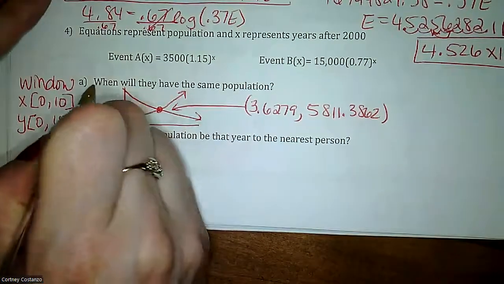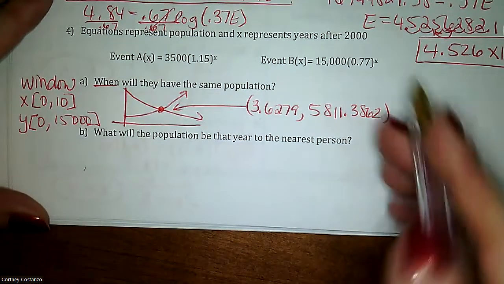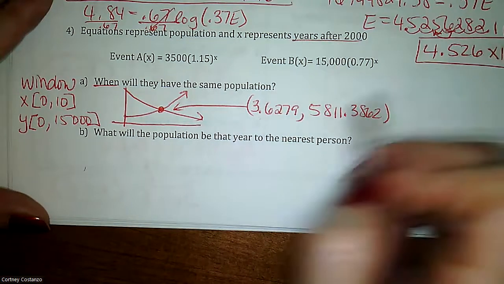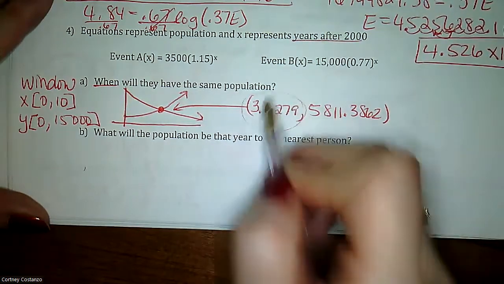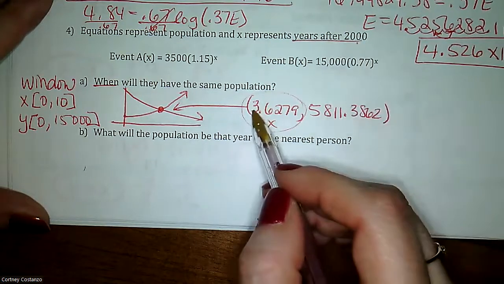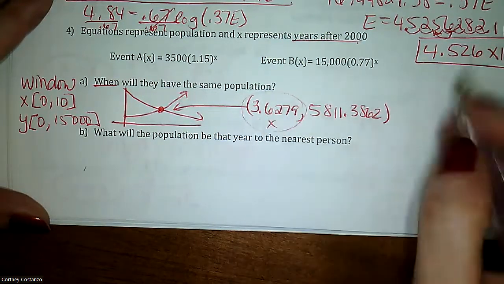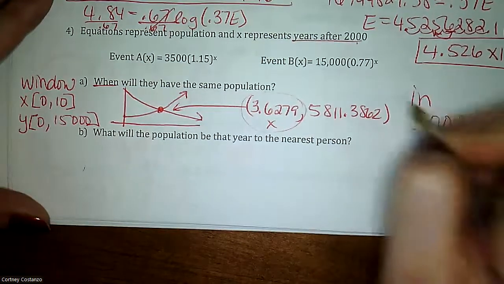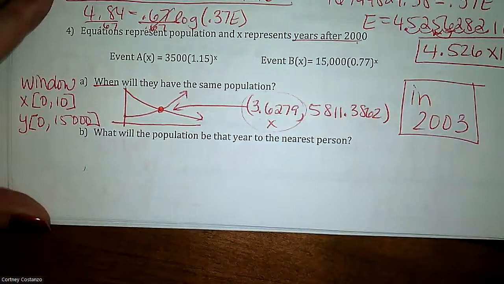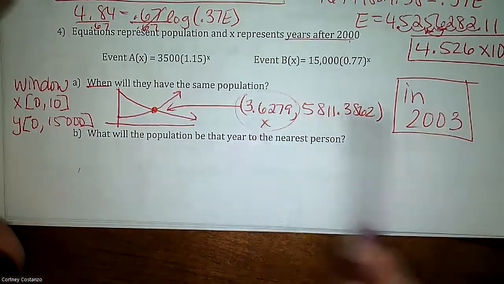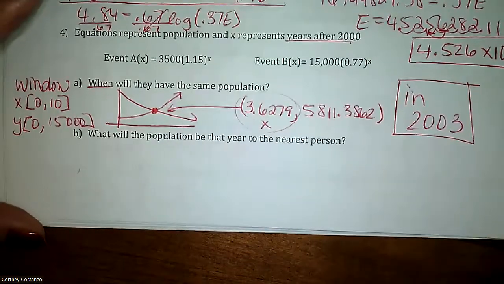This does not say in how many years. This says when. Since X is representing the years after the year 2000, here's your X. So in the year 2000 plus 3.6, that would be in the year of 2003. We'd be probably in the 7th month of the year, a little over halfway, but somewhere in the year of 2003, they will have the same population.